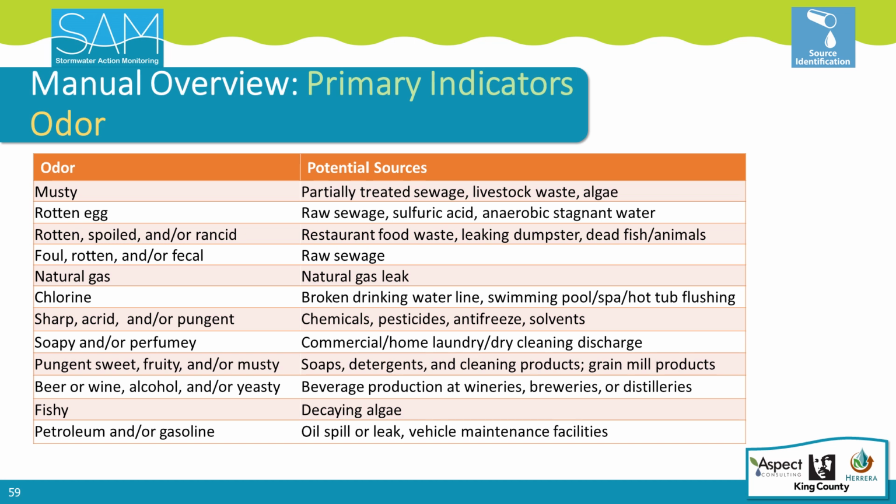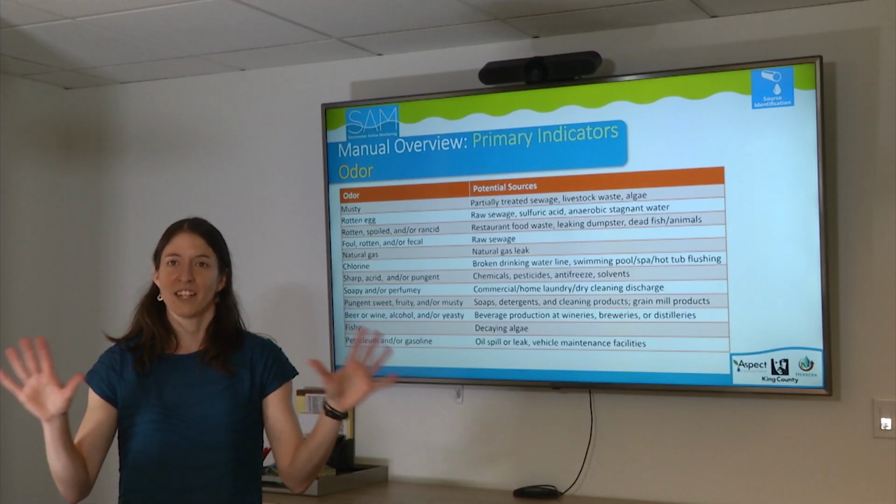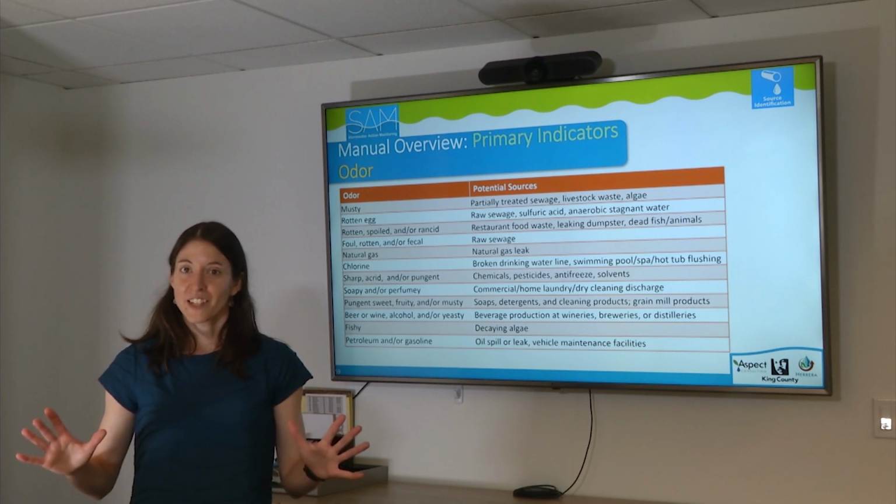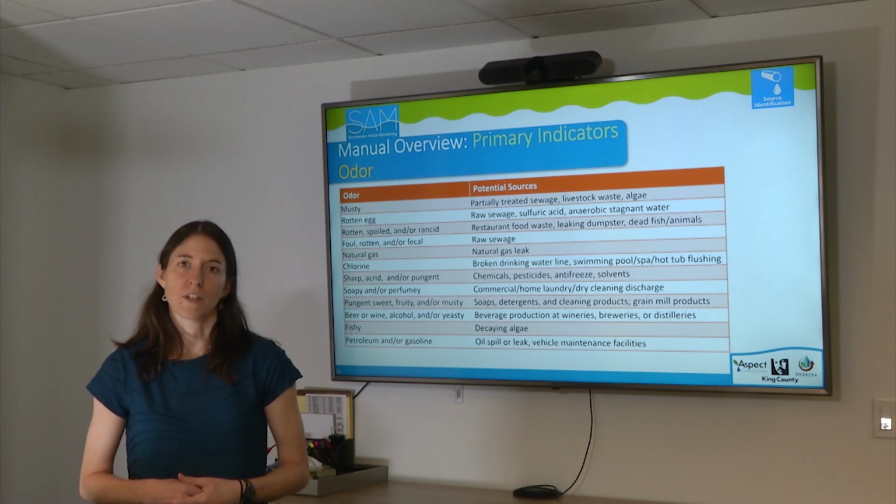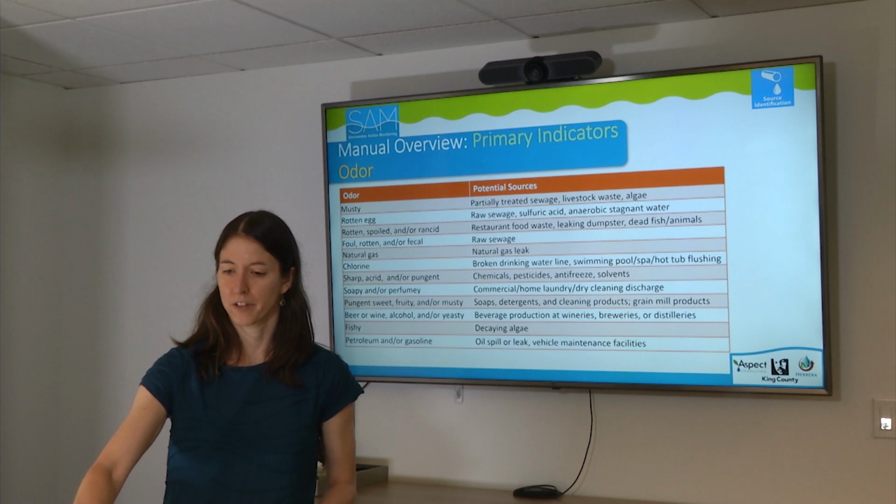We've now got beer, wine, alcohol, yeasty, that could be discharges from a winery or brewery or distillery. And then obviously we've got things that smell like gasoline, oil, or spill, leak, or vehicle maintenance, things like that. So a pretty comprehensive list. Obviously, both color and odor, it's not everything you may find, but a good summary of what some potential sources might be.